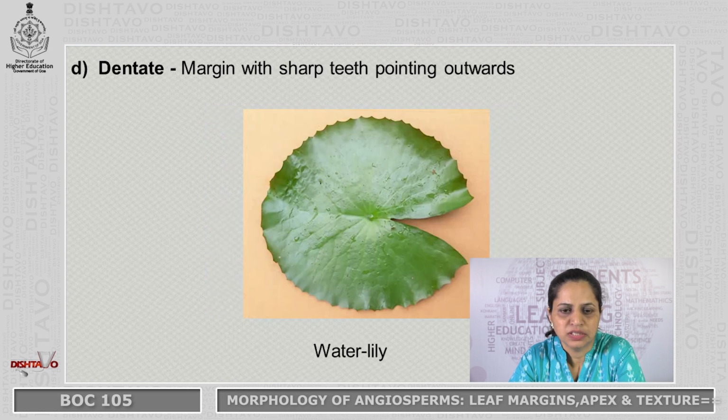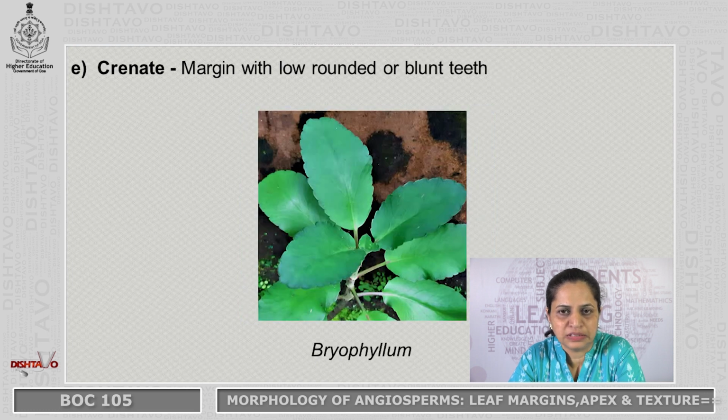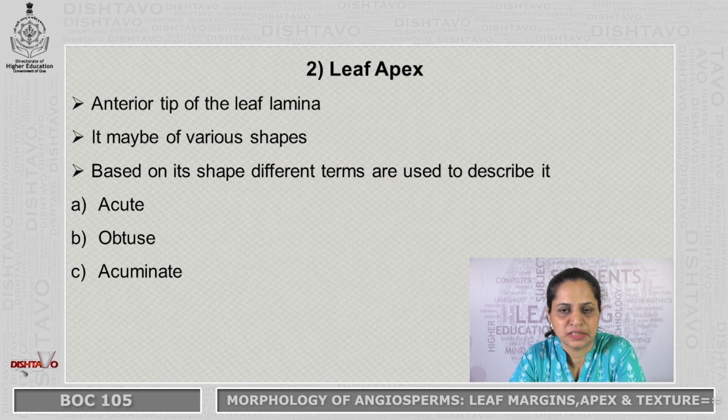When the leaf margin shows the presence of sharp teeth pointing outwards, it is termed as dentate. Now this dentate leaf margin is different from the serrate one, since here the teeth are pointing outwards while in the previous case they were pointing upwards towards the apex. An example of dentate leaf margin is water lily. While in Bryophyllum, the leaf margin shows low rounded or blunt teeth. This type of leaf margin is termed as crenate.